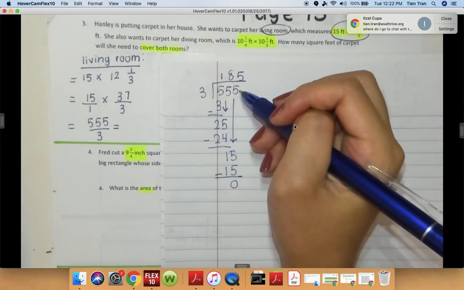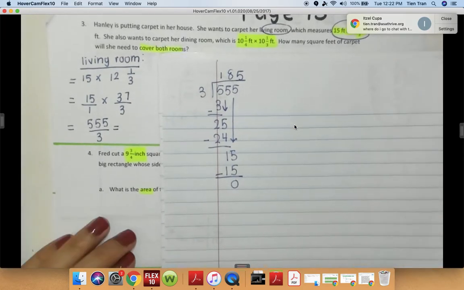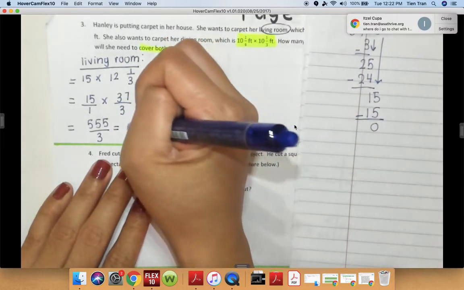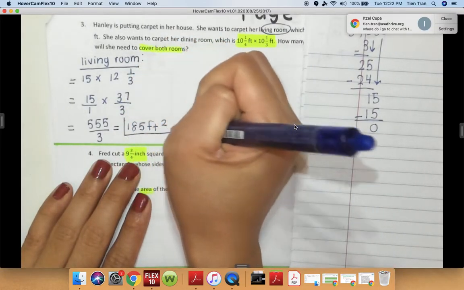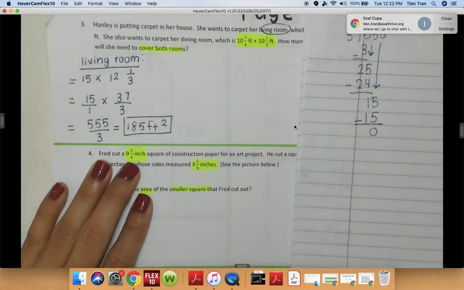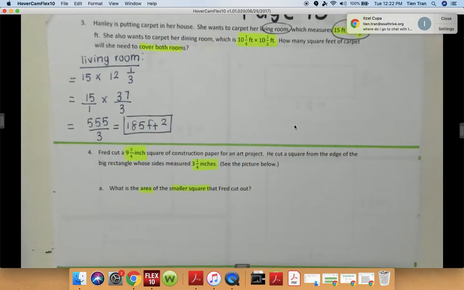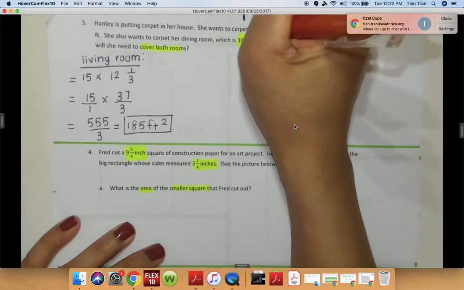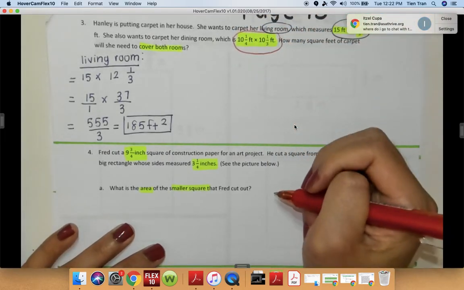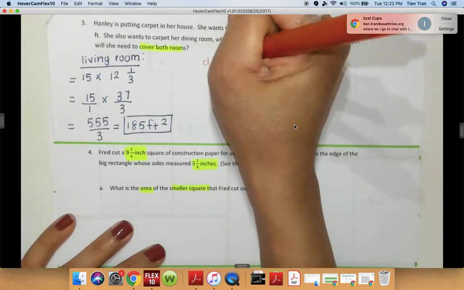So my final answer is 185 feet squared. So I'm going to write that down. 185 feet squared. Now, I am not done because this is a multiple step problem. So that means next I need to figure out the dining room. So I'm going to write dining room right here.